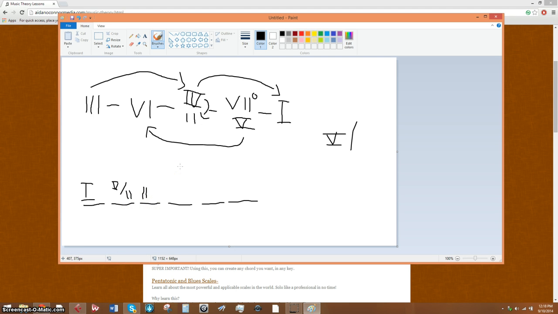The song I can think of off the top of my head that uses it is Elton John's Your Song. That uses a secondary dominant. It's that chord that sounds really cool. Can't remember what line it is, but he uses a secondary dominant. It's basically the really cool sounding chord in the song.